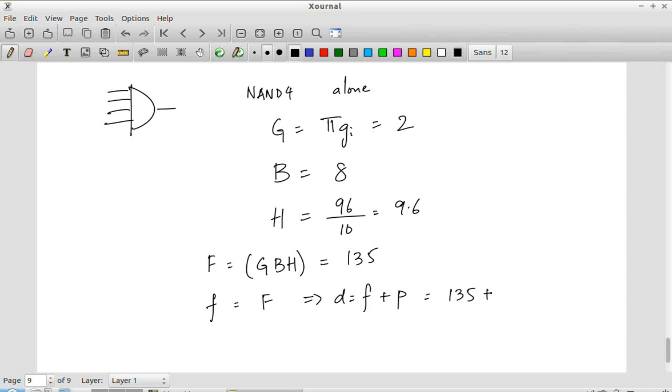So the delay is going to be equal to 135 plus the parasitic delay of a 4 input NAND gate, which is what we calculated yesterday, it is 3. Remember, of course, this is in units of tau. The actual delay, to get it in picoseconds, you need to multiply by tau.